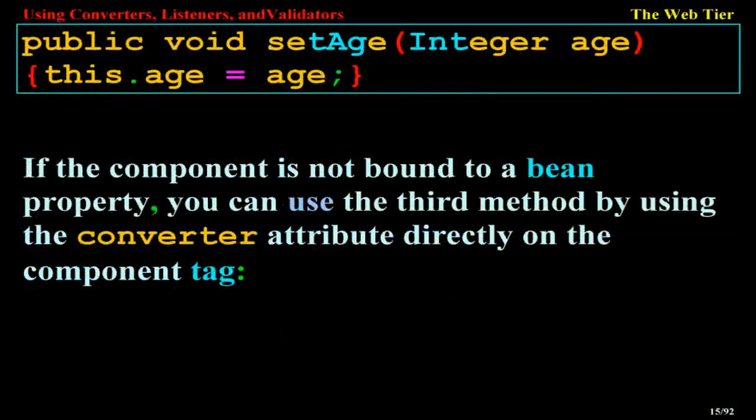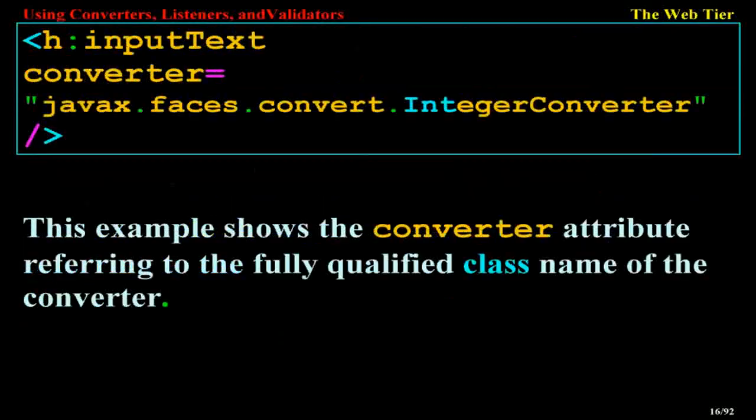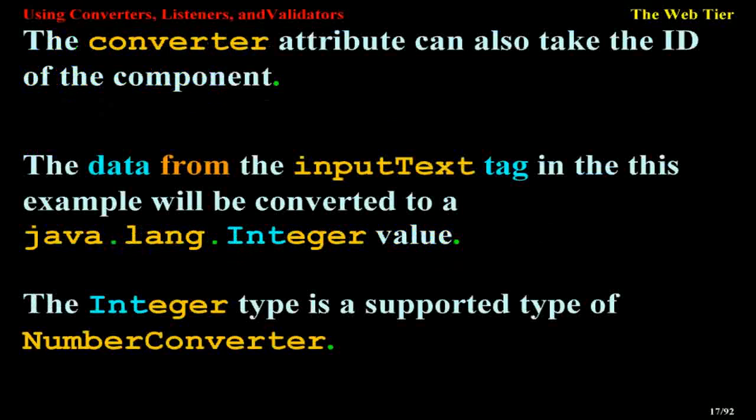If the component is not bound to a bean property, you can use the third method by using the converter attribute directly on the component tag: <h:inputText converter="javax.faces.convert.IntegerConverter" />. This example shows the converter attribute referring to the fully qualified class name of the converter. The converter attribute can also take the ID of the component. The data from the inputText tag in this example will be converted to a java.lang.Integer value. The Integer type is a supported type of NumberConverter.